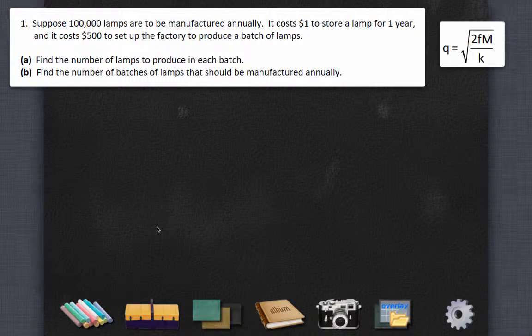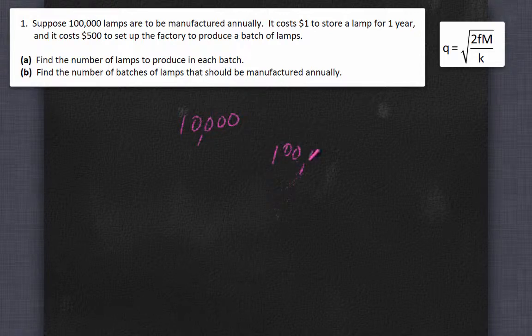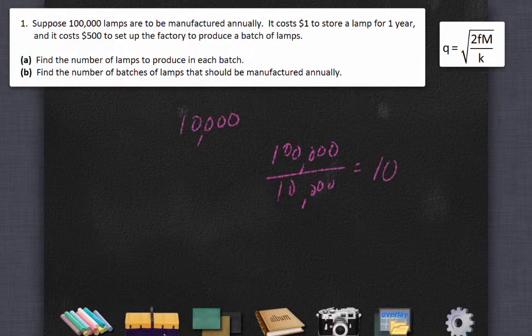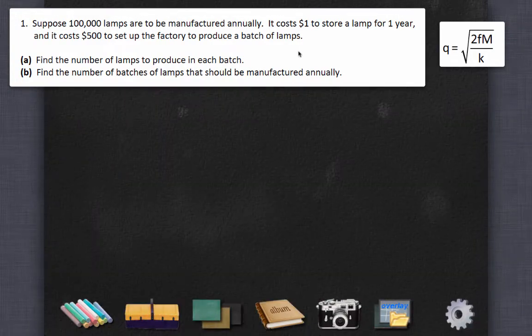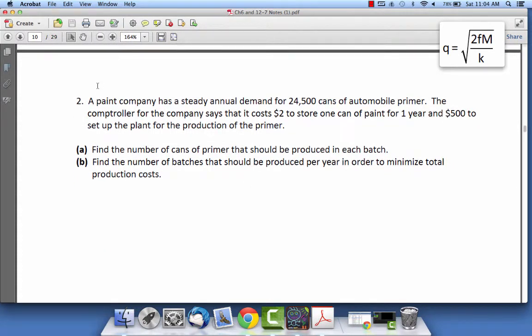Now we want to find the number of batches of lamps that should be manufactured. So we just found that we should have 10,000 in a batch. We know the total we produce is 100,000. So it was just M over Q. So 10. So we should have 10 batches of lamps manufactured annually. And keep that. Go to this one.